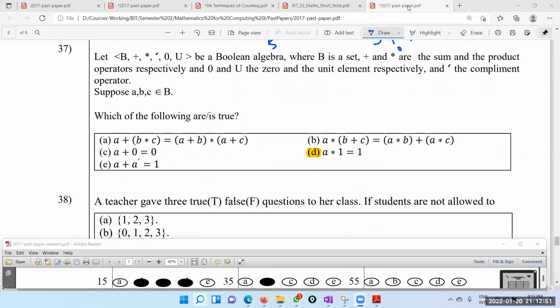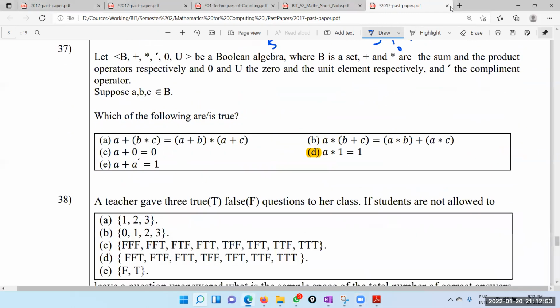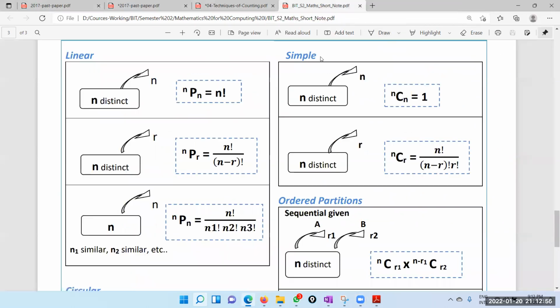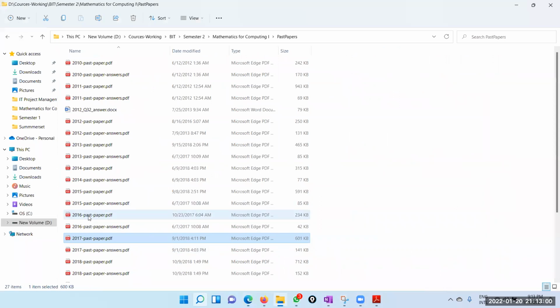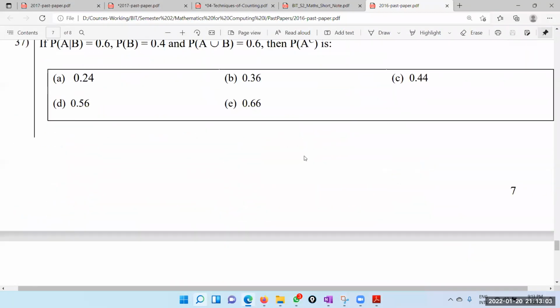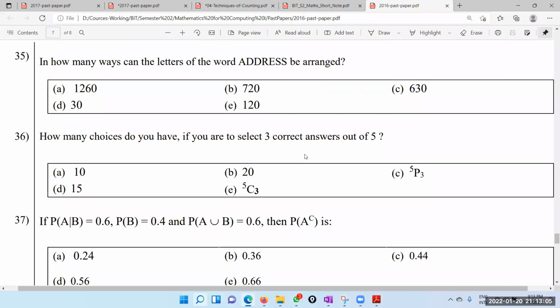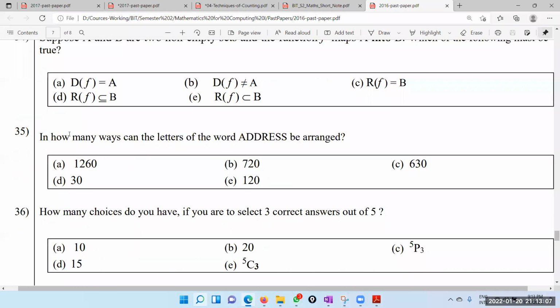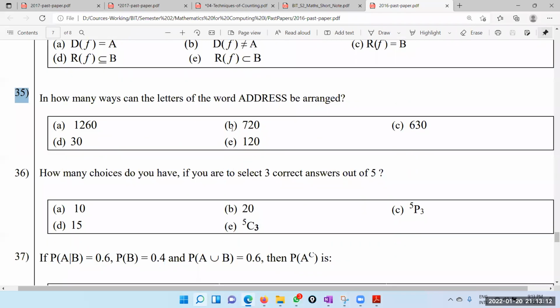Okay, let's take another paper. Let's say something like 2016. See whether we have a permutation. In how many ways can the letters of the word address be arranged? See which model this fits into. Then the calculation gives the answer.